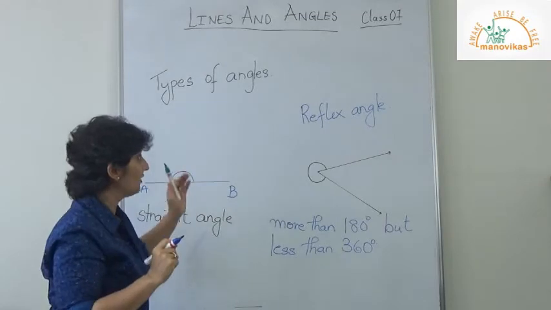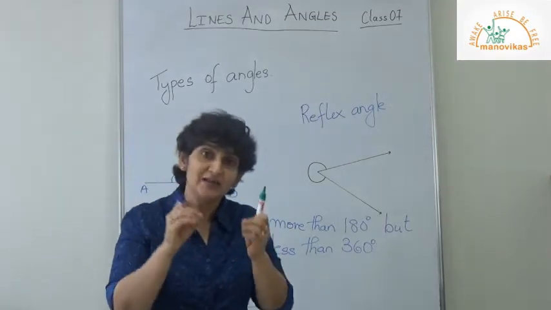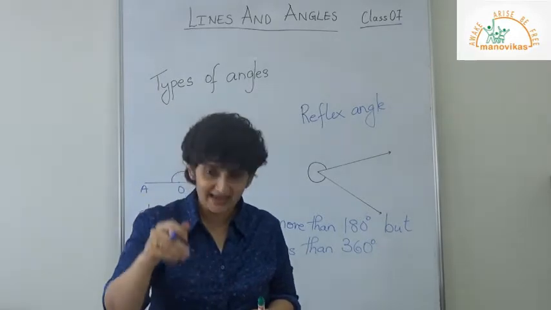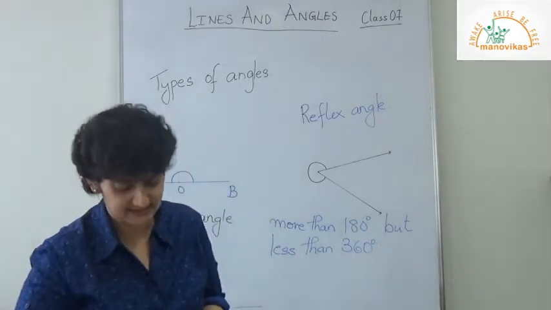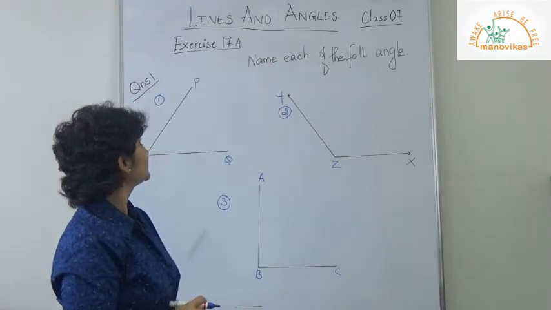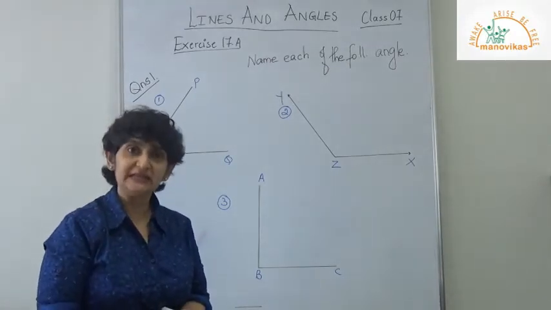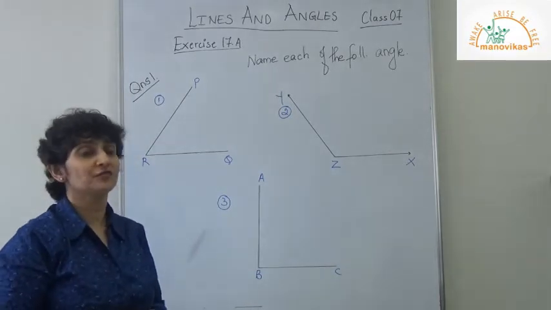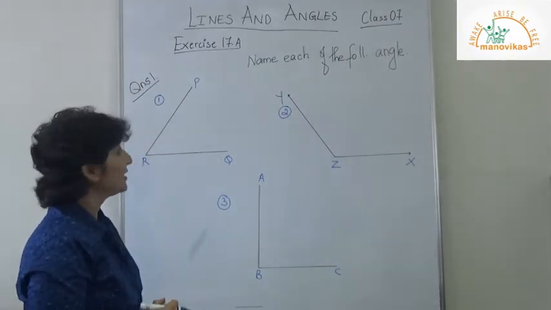I'm sure you have understood this. Now let me practice a few sums with you when I do the exercise. So let's start with the exercise. Alright, now let's move on to exercise 17A, right? And let's read the question. Name each of the following angle.